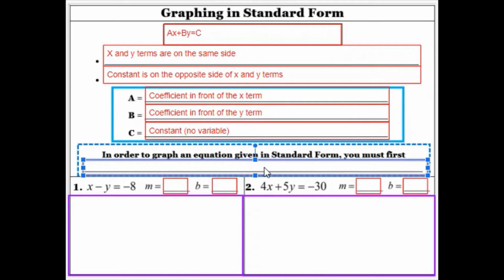In order to graph an equation that's in standard form, you must first convert to slope-intercept form, which means you have to solve for y. So we're going to combine how we know how to graph in slope-intercept form from previous lesson with solving for variables. So think back to Unit 2 when we did literal equations. That's why we learned it. So we're going to start with question 1 on a piece of paper, solving for y.